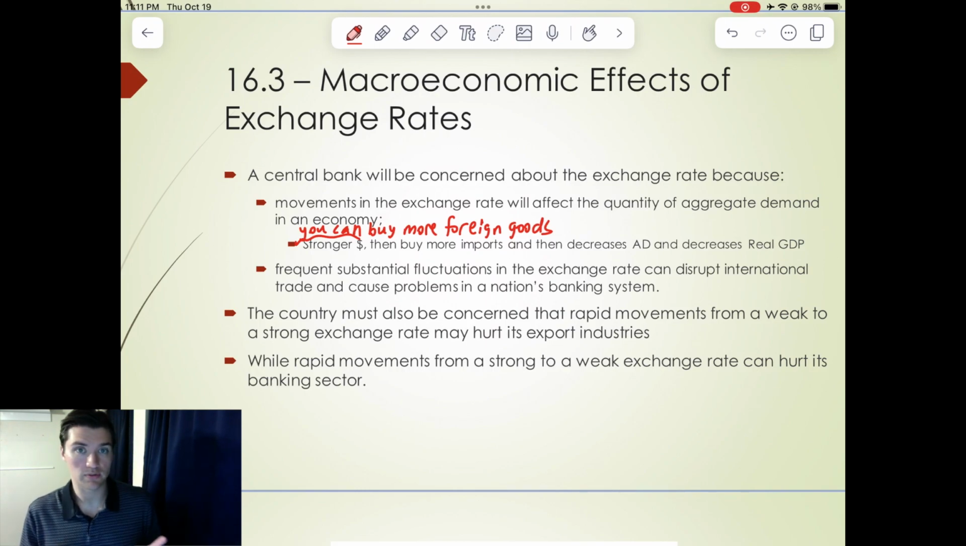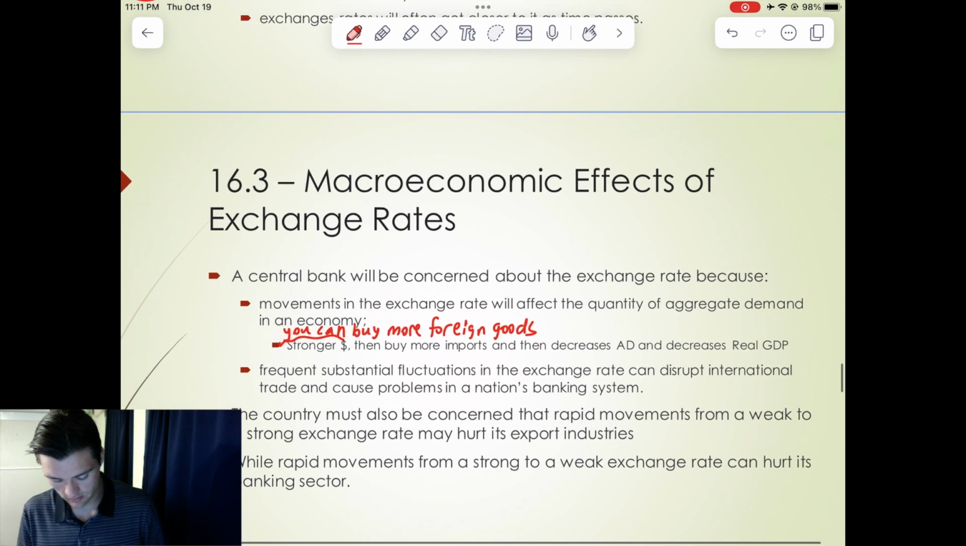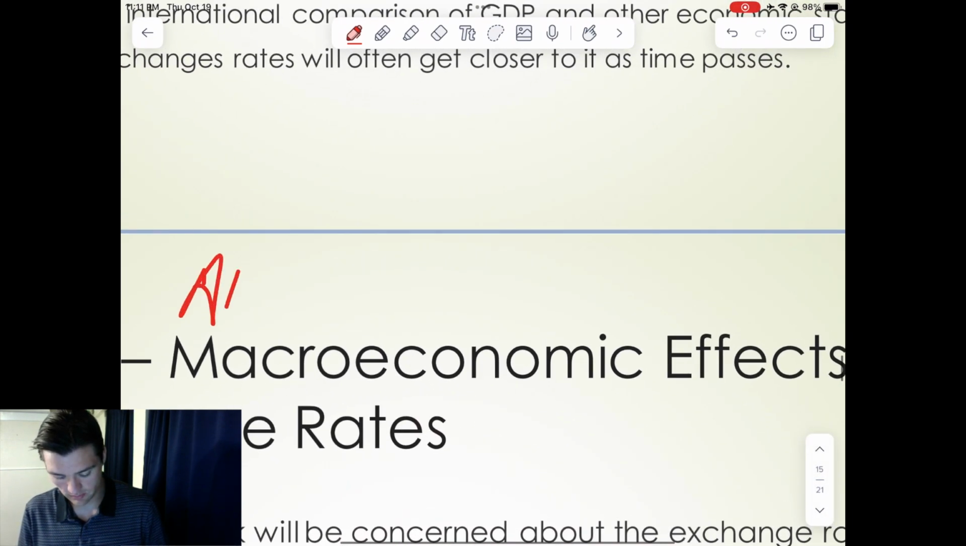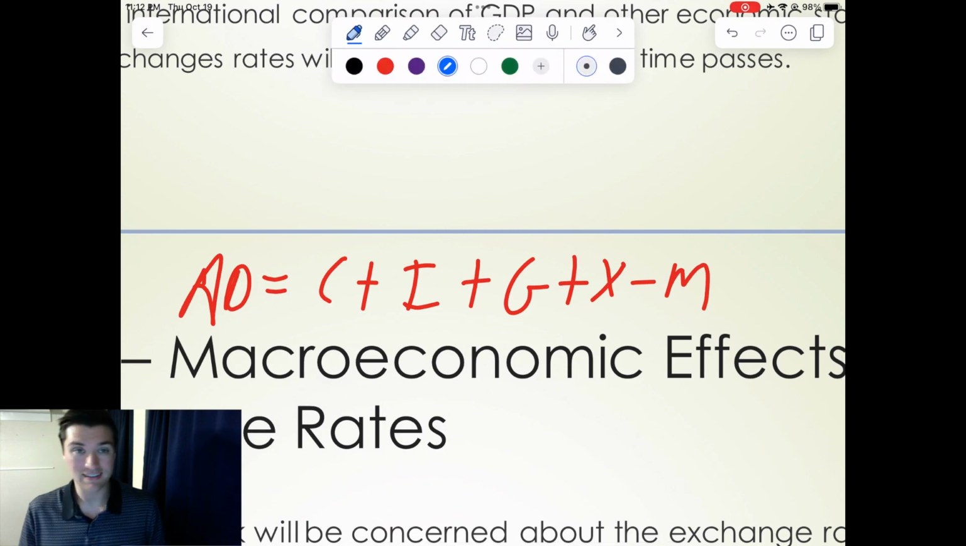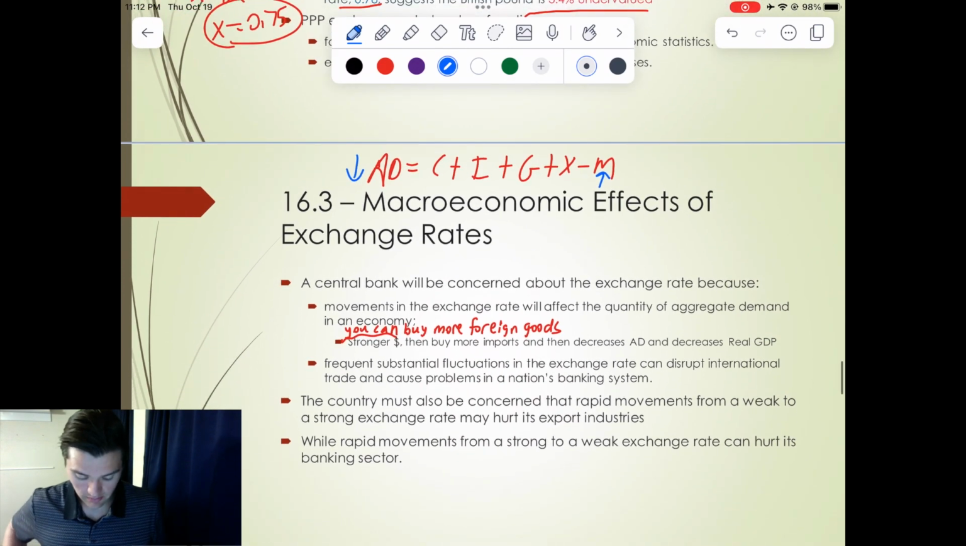Because your imports are going up, remember aggregate demand is C plus I plus G plus X minus M. And if imports are increasing, that's a negative effect. Aggregate demand will go down. So this will decrease aggregate demand, and because aggregate demand is going down, let's see what happens here.